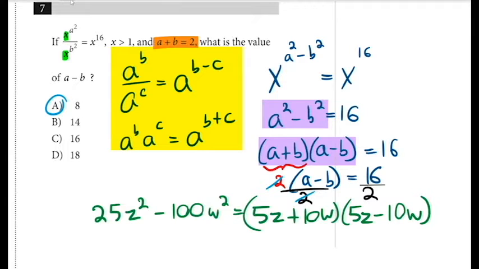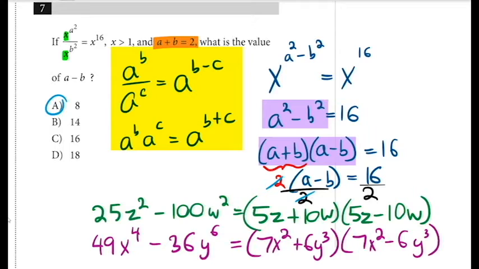What if we had 49x to the fourth minus 36y to the sixth? It's again a difference of squares because we've got two perfect squares and a minus sign in between. So squares and a difference. And it factors to the square root of each piece with a plus and minus. 7x squared plus 6y cubed, 7x squared minus 6y cubed. That's definitely a big concept on the SAT, something you want to practice if you need extra help on.